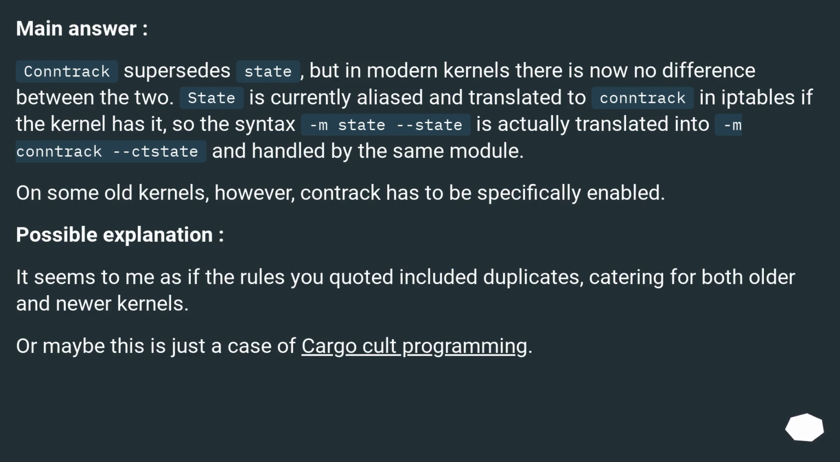Possible explanation. It seems to me as if the rules you quoted included duplicates, catering for both older and newer kernels. Or maybe this is just a case of cargo cult programming.